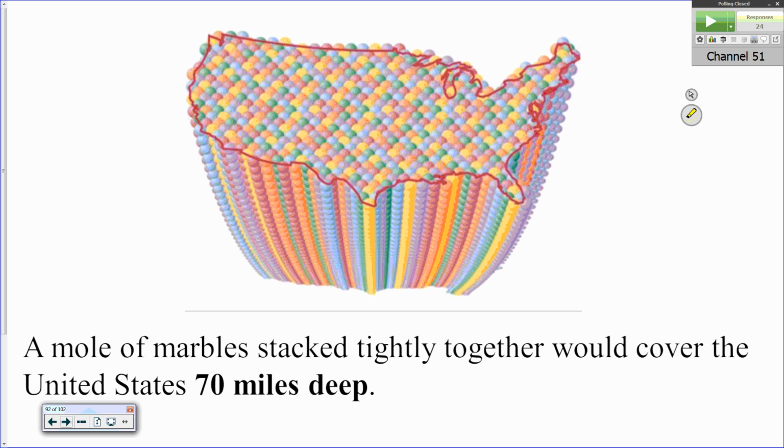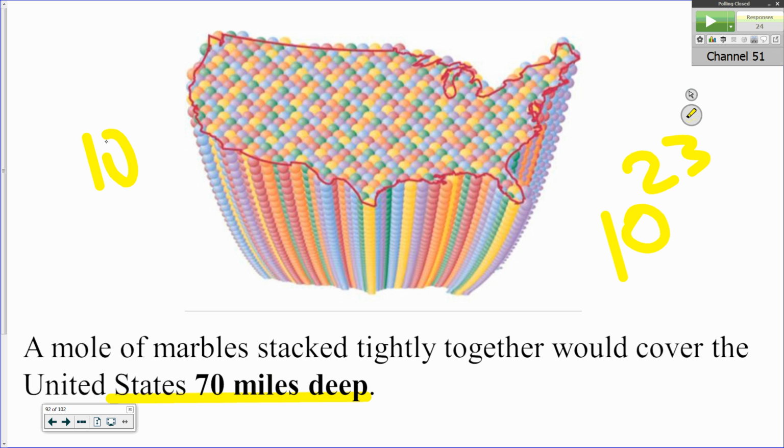The thing is that it's such a large number. This is a slide to help you realize how big that is. If you had 1 mole of marbles, that's Avogadro's number, and you stacked them together as tightly as you could, half-inch marbles, it would cover the entire United States 70 miles deep. It's just hard for us. We're not used to dealing with anything 10 to the 23rd. What's the population of the Earth, the number of living people? Anybody know? About 8 billion. That's 10 to the 9th.